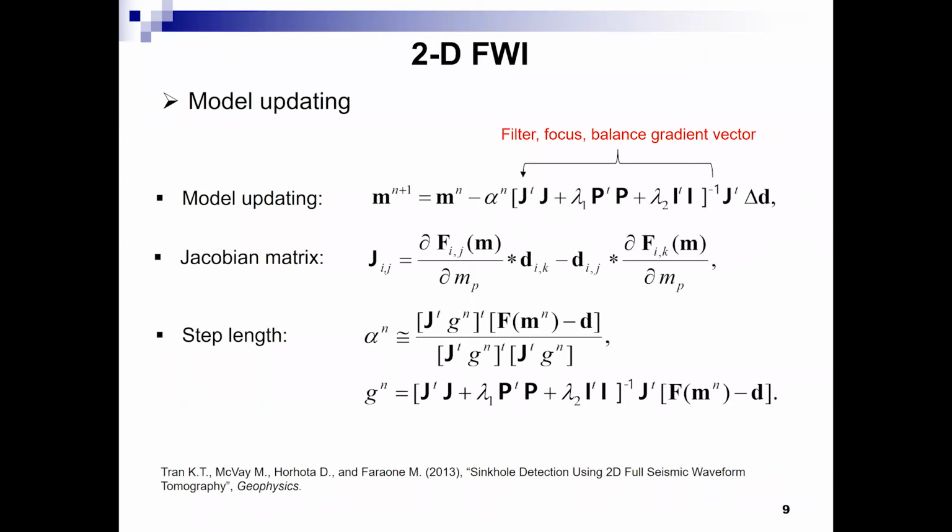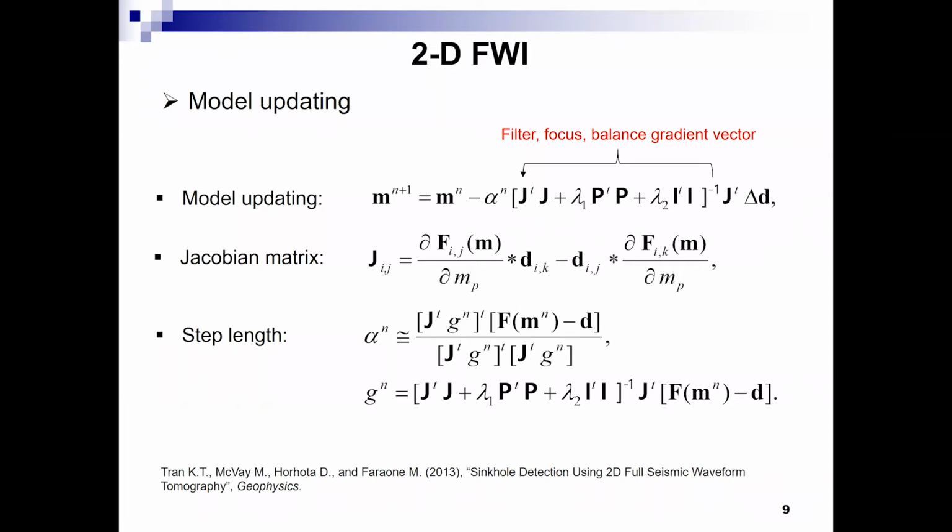And it's very important for void detection. It filters the gradient vector and focuses on the void. And balancing the gradient vector means we can update the entire model with similar magnitude. So we can solve deeper structure and shallow structure at the same time. We don't have to go from shallow to deep structure. I will have a comparison with and without this term.